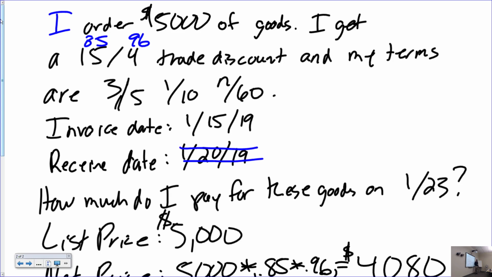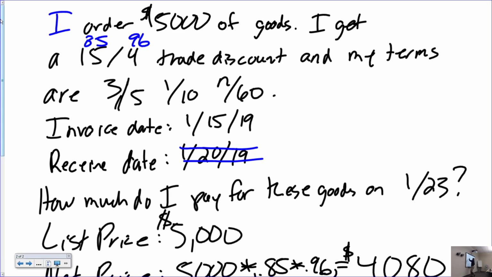Since it doesn't say ROG, that's the only time you use the received date, is when it says ROG, okay? Only time. EOM and standard both use the invoice date, okay? So, on January 23rd, folks, what kind of a discount do I get? Why 1%, Seth? Just more, so 5 days.